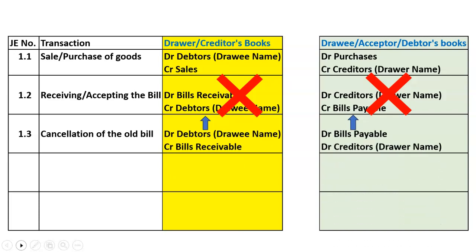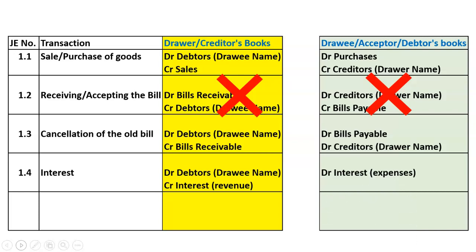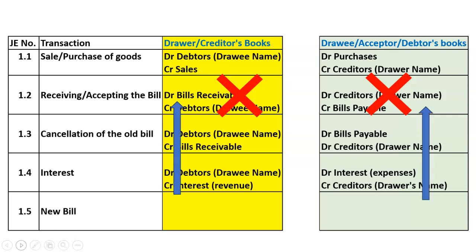The drawer will extend the period on an interest amount, for which he will debit debtor or drawee and credit interest. Since interest received by the drawer is revenue for him, he will credit it. Similarly, for the drawee, interest is an expense, so he will debit it and credit creditors or drawer for the interest payable as a liability. Then, an entry will be made for the new bill both in the drawer's and drawee's books, similar to the entries made at 1.2 above.